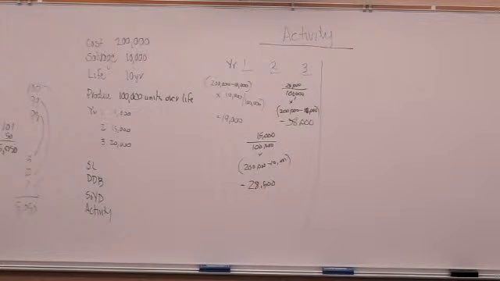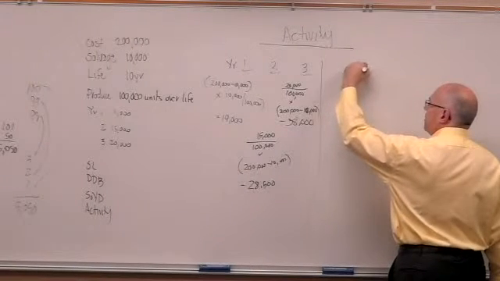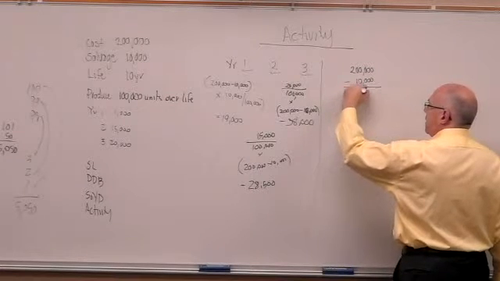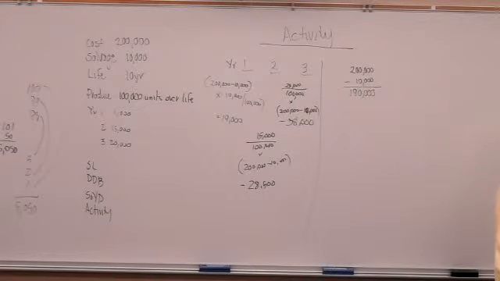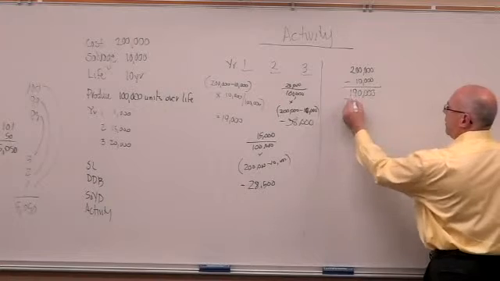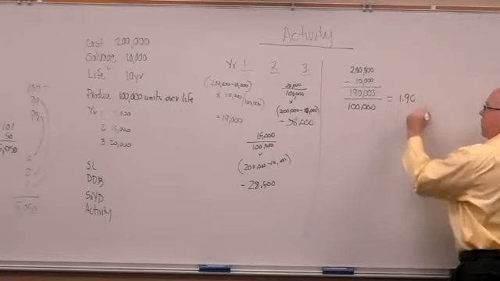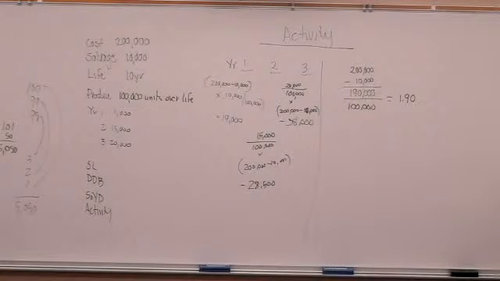The other way to do the activity method is to say the amount we're going to depreciate is 200,000 minus 10,000, or 190,000. How many units are going to be produced over the life of this asset? So if we take the total we're going to depreciate and divide by the total units, we get depreciation of $1.90 per unit completed. So in the first year, how many units did they complete?